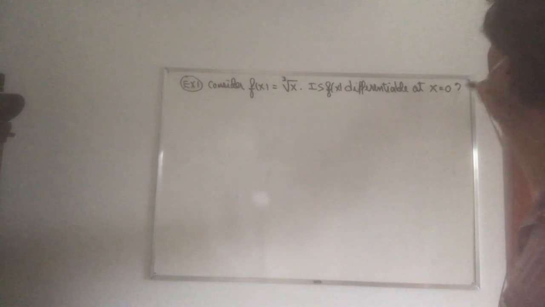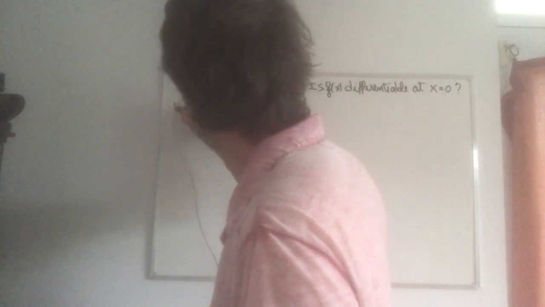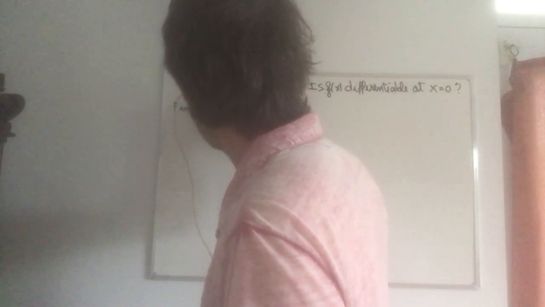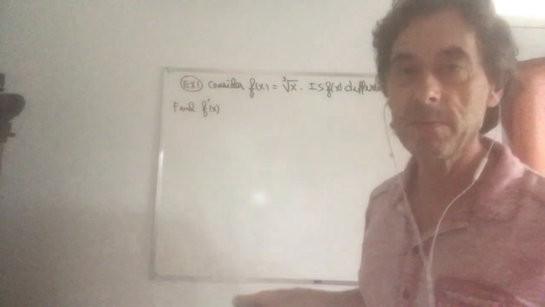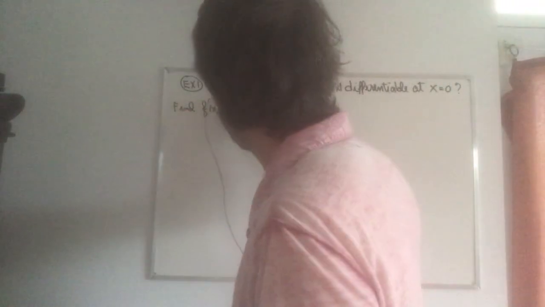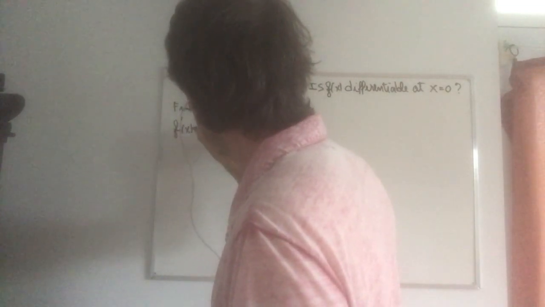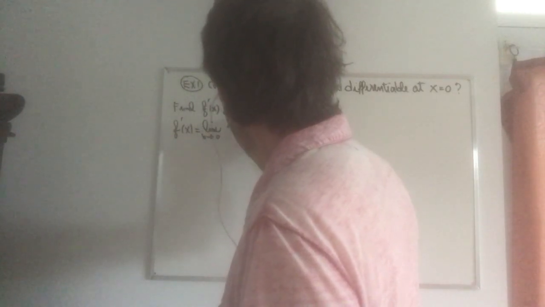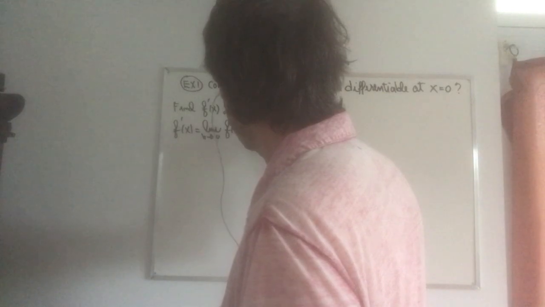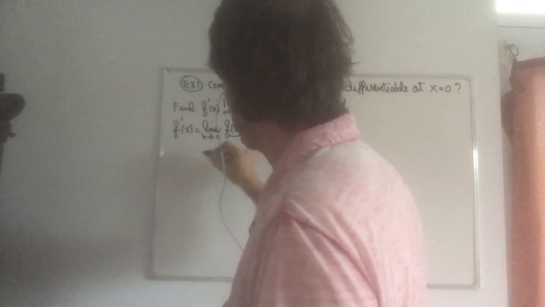So, question mark. To answer this question, we need to find the derivative of f. We need to find f prime of x, and then we need to replace x by 0 to see if f prime of 0 will exist. So let us find f prime of x. We have a definition. F prime of x is the limit as h goes to 0 of, I think we're starting to know this by now, f of x plus h minus f of x over h.